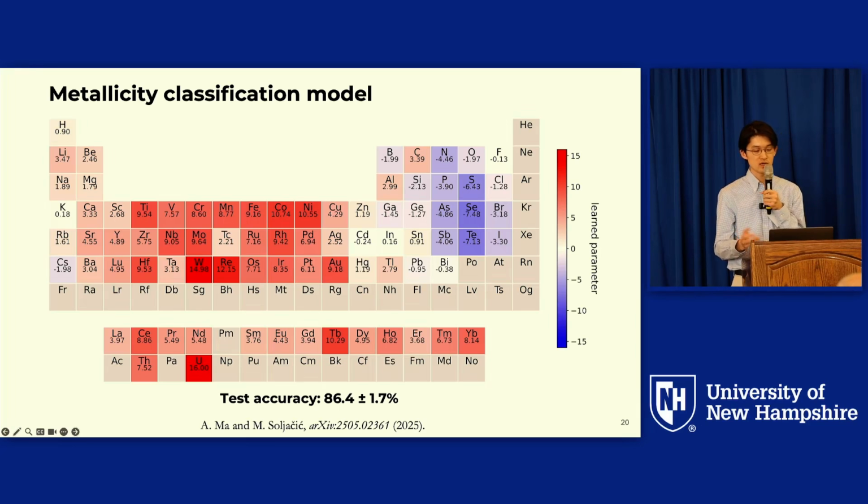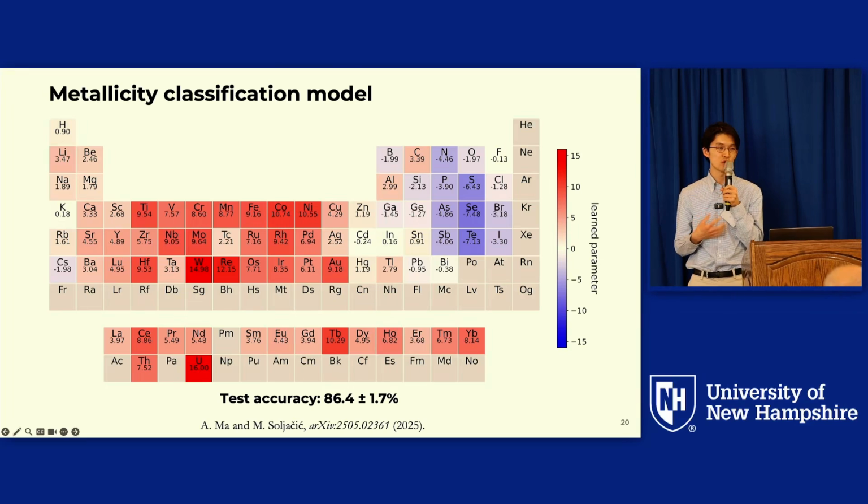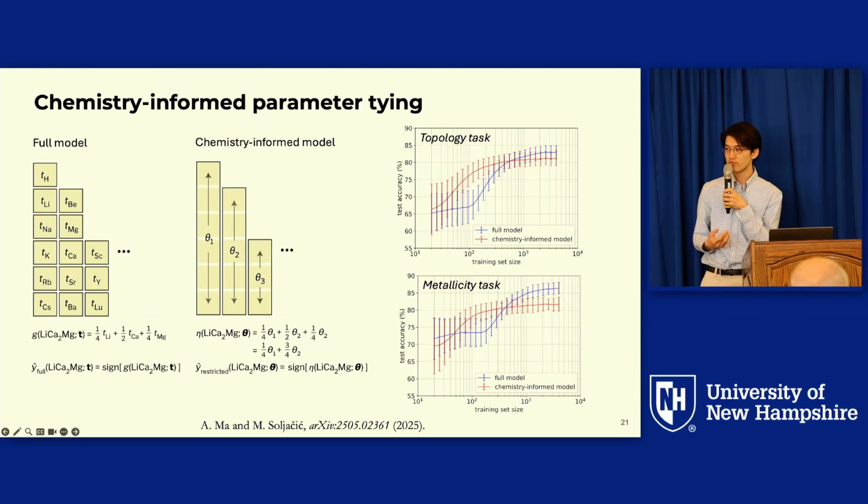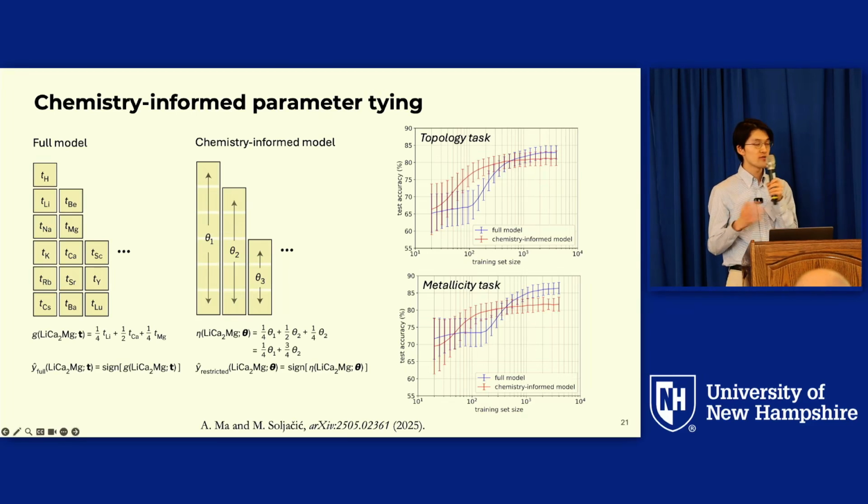We show first that using basically the same method, we can also do metallicity classification with about 86% accuracy. And we also demonstrate that by using chemistry-informed parameter tying, we can reduce the amount of training data that we need to get to a reasonable level of test accuracy. I also want to flag that previously we were surprised that we can do topology classification with over 80% accuracy with just one parameter per element. And actually we find that with this parameter tying approach, we can do this with even fewer parameters. And this work was posted on arXiv earlier this year.